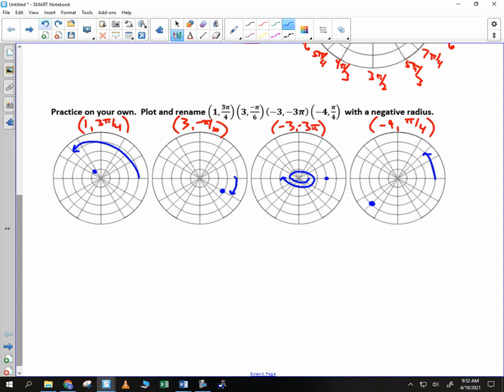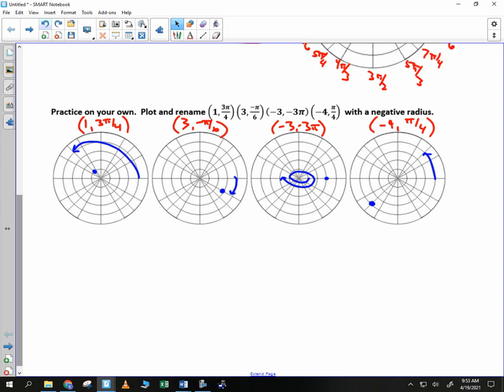All right, let's talk about the coordinates, see if you have them right. We're going to go step by step. Please do not be afraid to ask why if you made a mistake somewhere. The first one, I rotate 3 pi over 4. It brings me that far. And then I go 1 unit in that direction. So any question on the first one? The second one, I rotate negative pi over 6. So I go 30 degrees in the opposite direction. So I go down. And then I go 3 units in that direction.